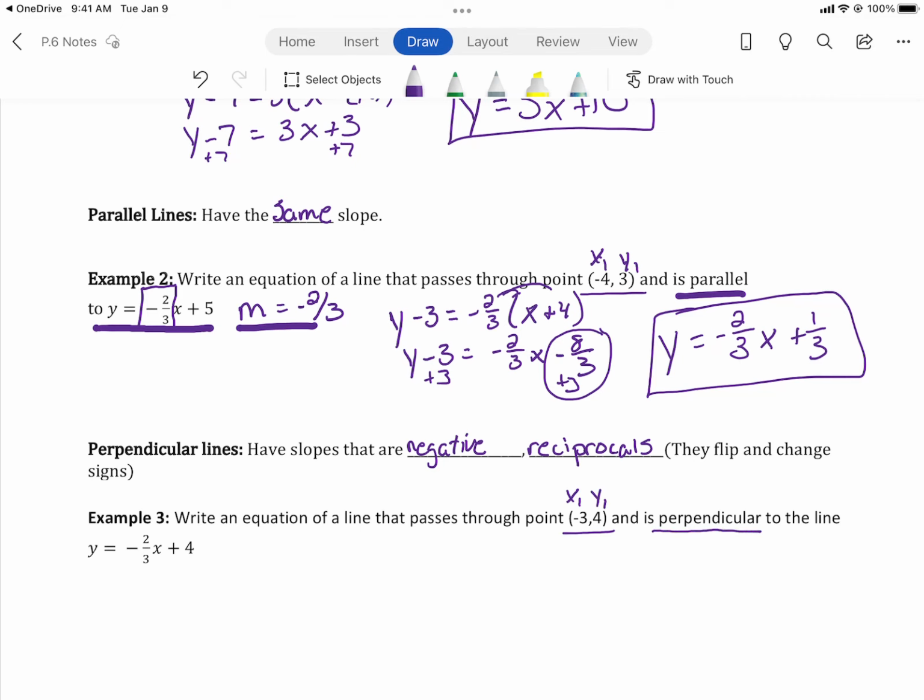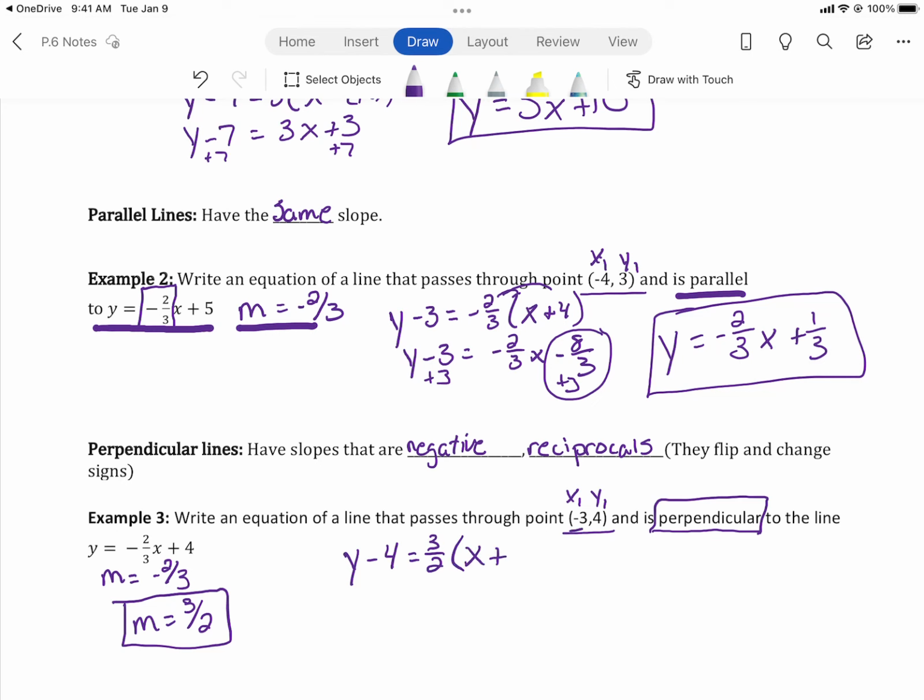So since I want perpendicular, the slope of this line is -2/3, but I need the perpendicular slope, which means the slope that I need to use. I need to flip that and make it 3/2 and change my sign, so the slope I'm going to use is positive 3/2 since it asks for perpendicular. So then when I plug it in, I'm going to have y minus 4 equals 3/2 times x.